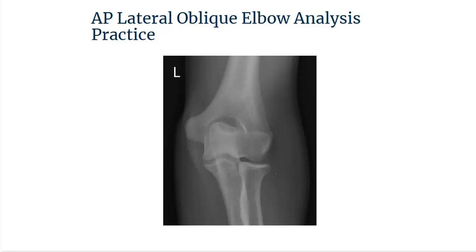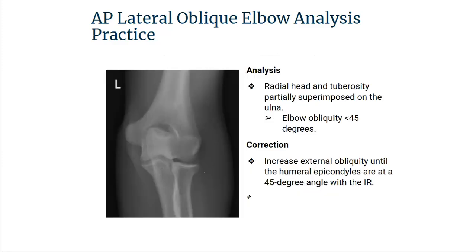Go ahead and review this practice analysis, this lateral oblique elbow, and answer the following question. Let's review this AP lateral oblique elbow practice analysis together. When looking at this projection, you should automatically identify if we have all the structures that are required. Then we should move on to identifying the anatomic relationships.